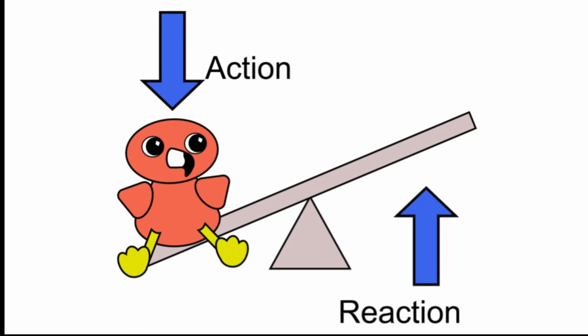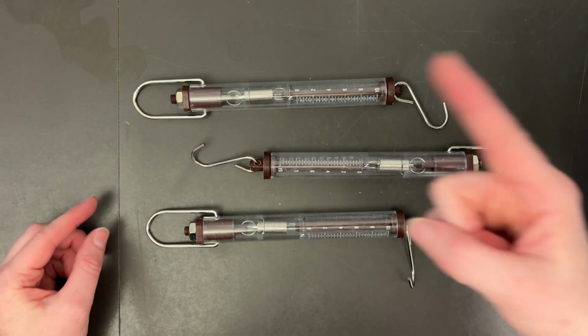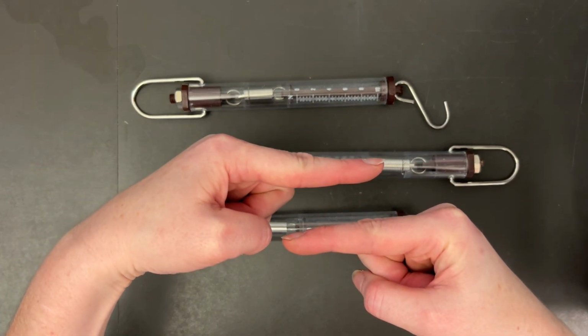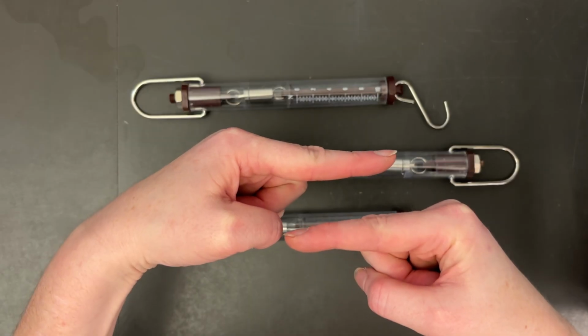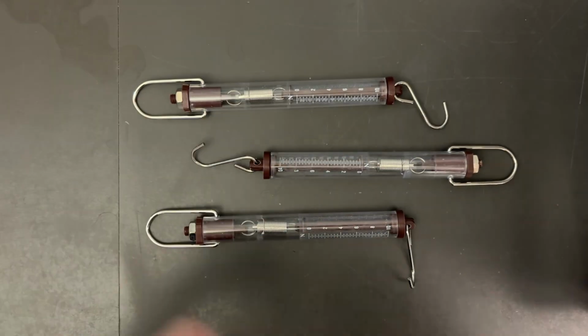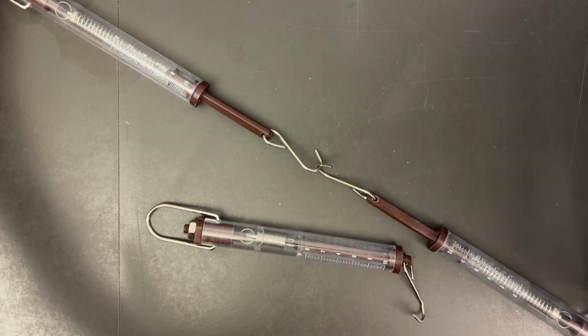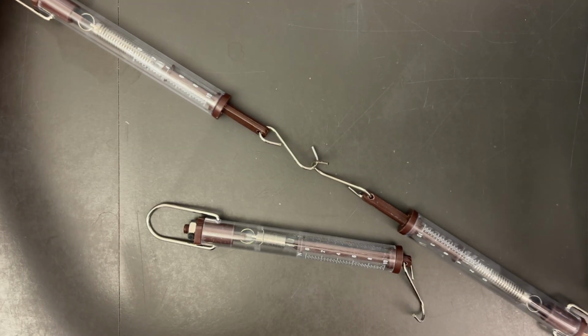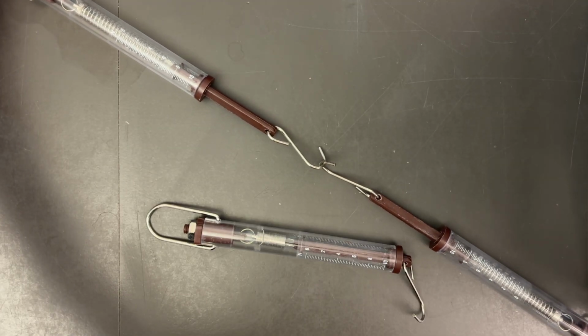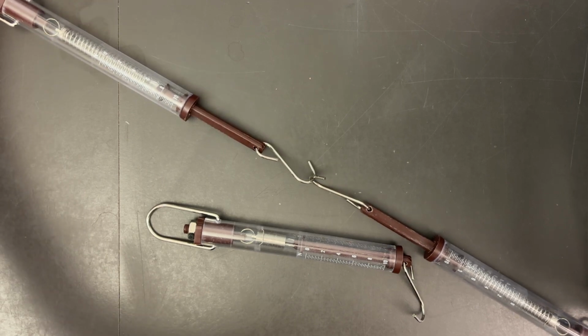Newton's third law says that for every action force, there is an equal and opposite reaction force, equal in magnitude and opposite in direction. Every time one object pushes or pulls on another, the second object pushes or pulls back with the same amount of force.